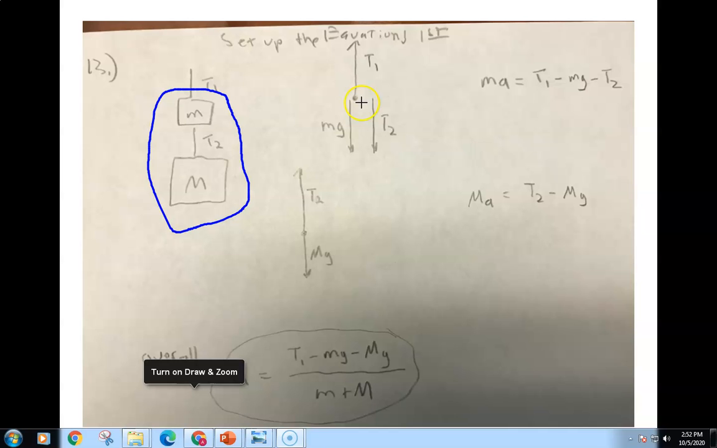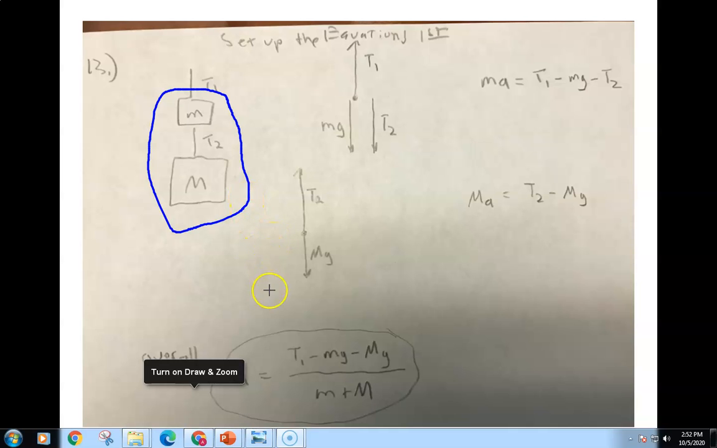And so I've drawn my force diagrams here. For the little m, I've got the big tension T1 up, I've got little mg, and I've got tension T2 down. And for the big mass, I've got big mg down and T2 going up. So what we're going to do is look at the forces that cut through my blue box, and we'll add the forces that are up, because we're considering up positive since we're accelerating upward, and we'll subtract the forces that are down.